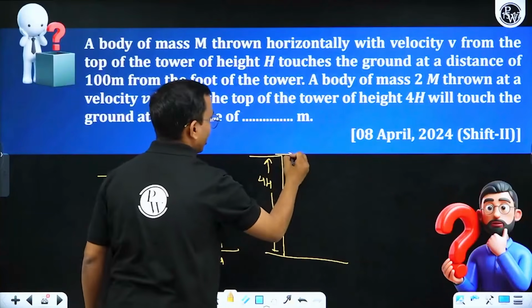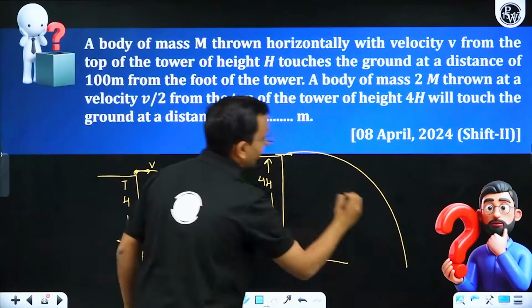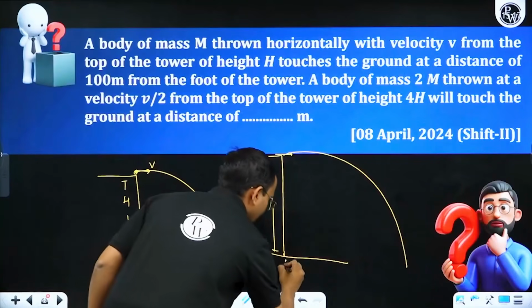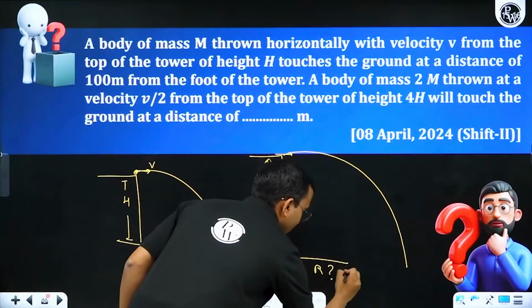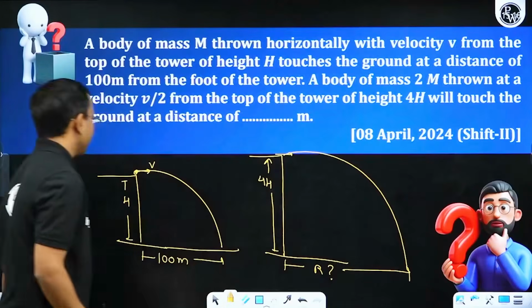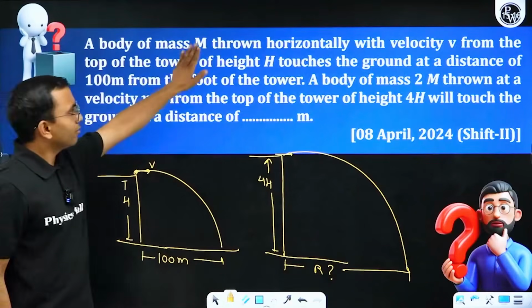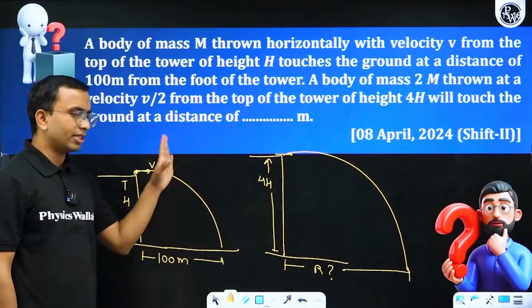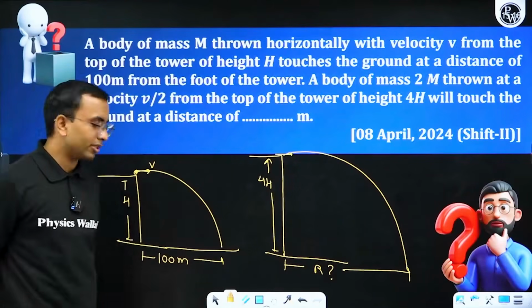And it is projected now, reach somewhat here, will touch the tower at how much distance? This we have to find. Okay, first thing, nothing will depend on the mass. So mass changes, nothing will change, the trajectory will remain the same.